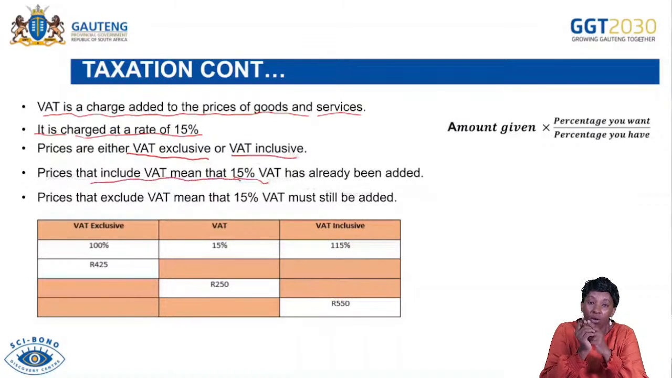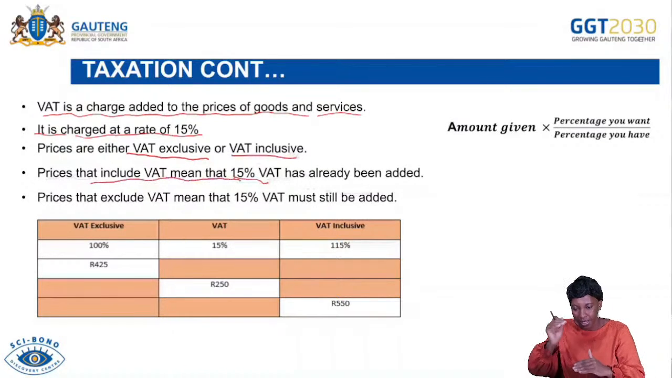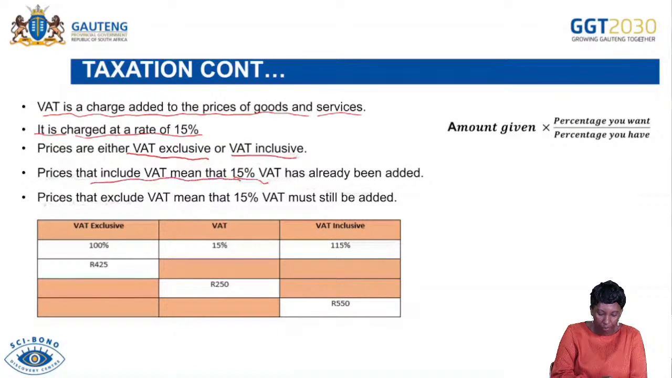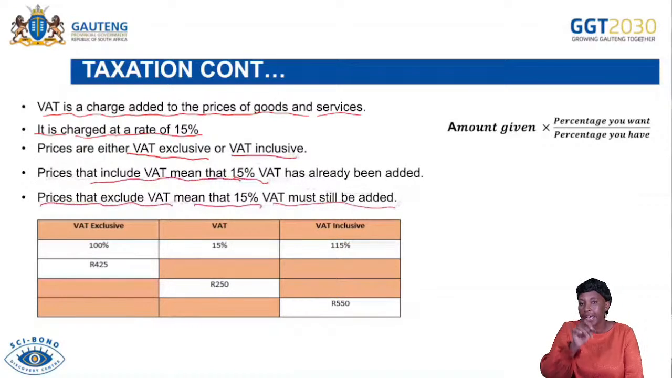And remember, I said also on a till slip, they will indicate with a hashtag that this one is VAT exempted. So it means you don't pay VAT for this item, but for these items, this is the VAT, and this is the total amount that you have been charged. Now a price that excludes VAT means that 15% VAT must still be added on it.